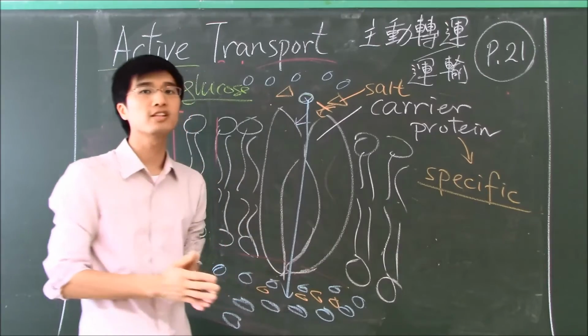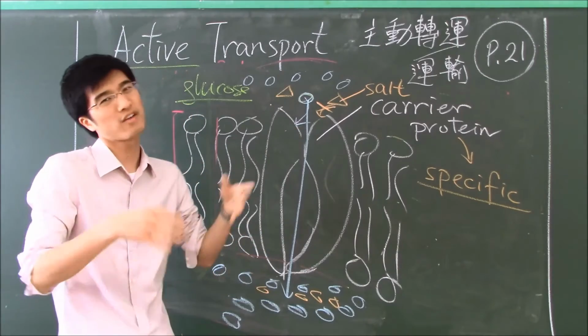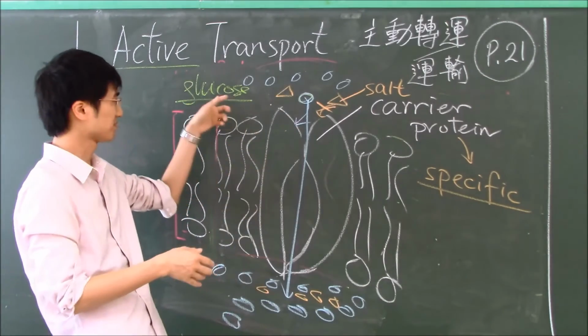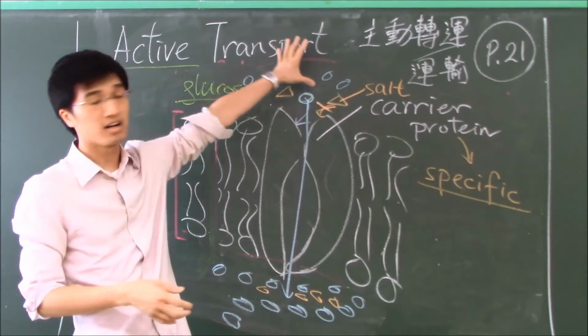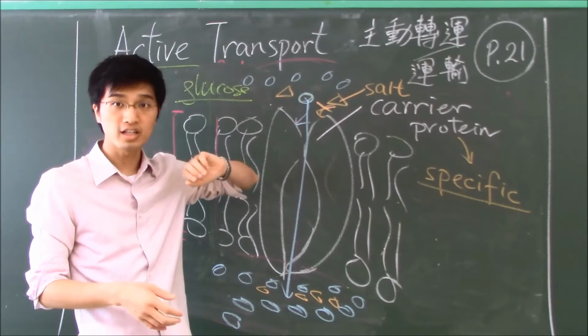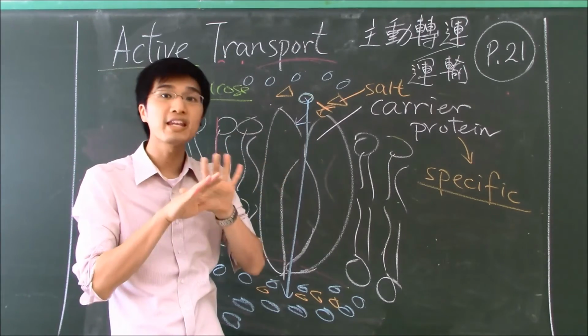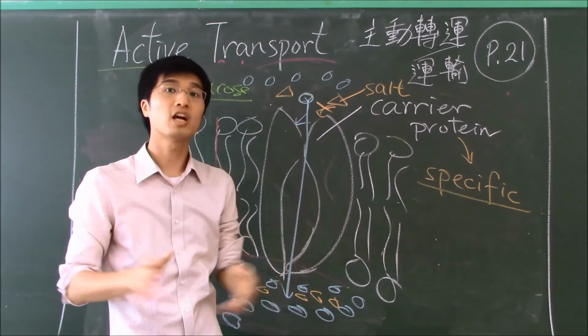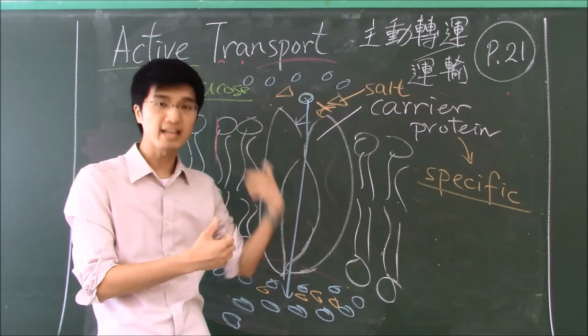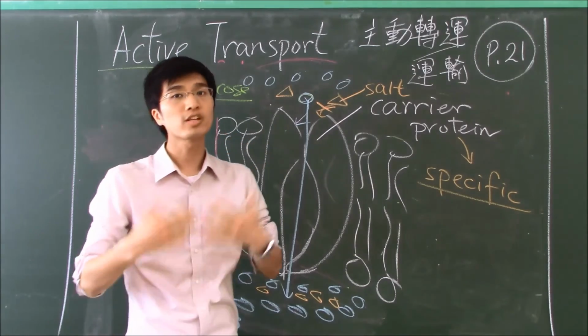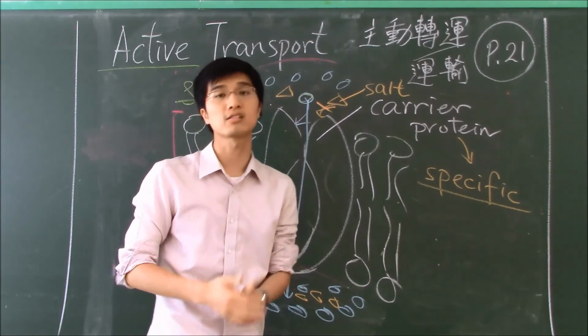So the point is, don't just think, oh, we have the carrier protein and then we can bring all substances against the concentration gradient. We probably have many types of carrier protein to help us do the active transport. So that's the lower part of the task sheet.